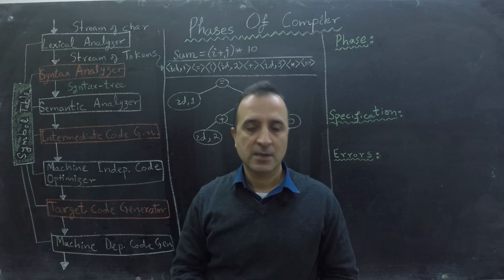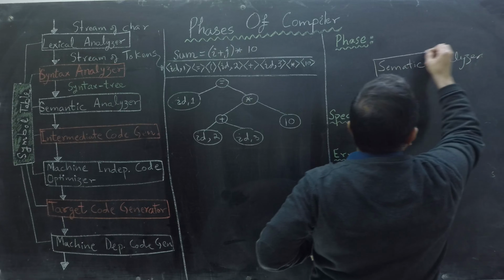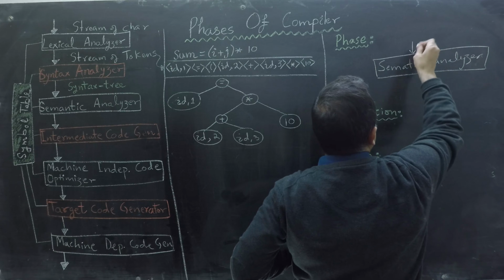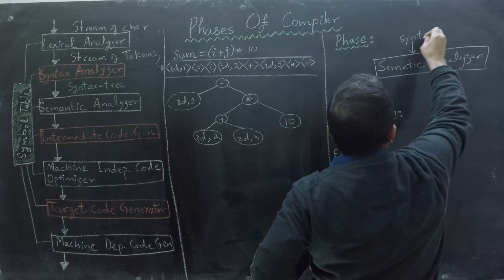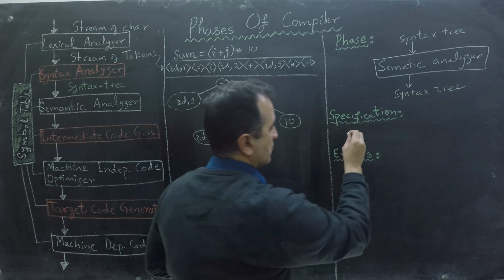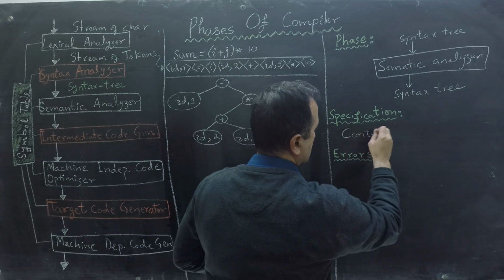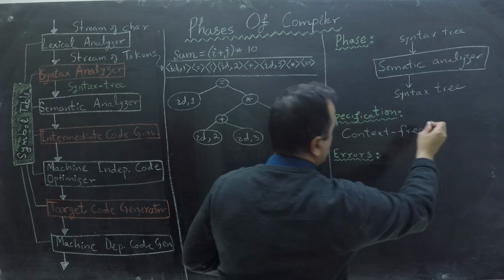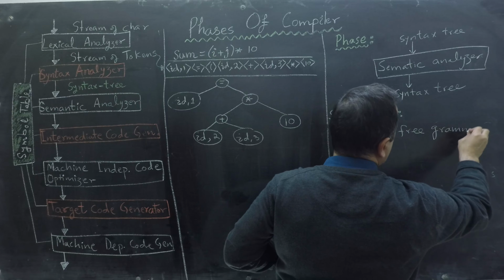So the semantic analyzer phase input is a syntax tree and its output is also a syntax tree, but it has more information in it. How to write the specification of this phase? Once again, we have to use context-free grammar. But the context-free grammar here has more information as compared to the syntax analyzer phase.